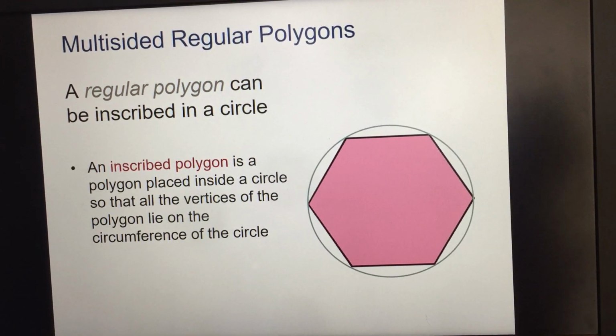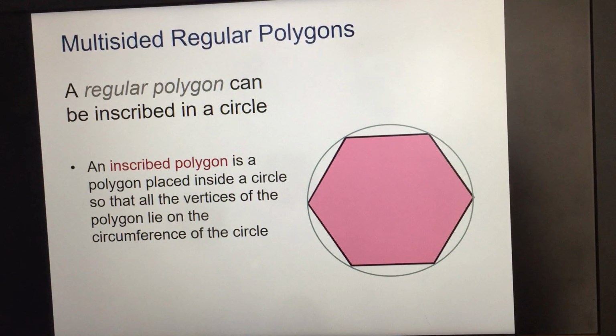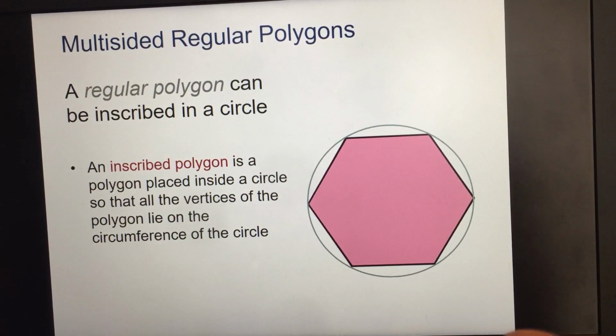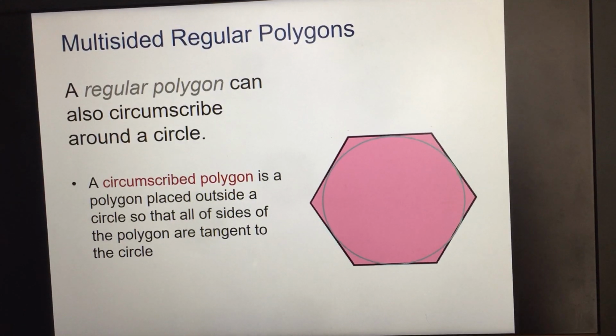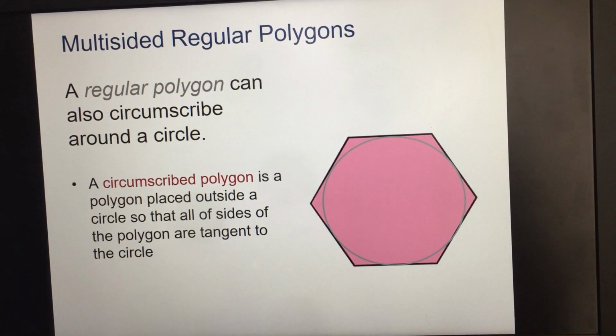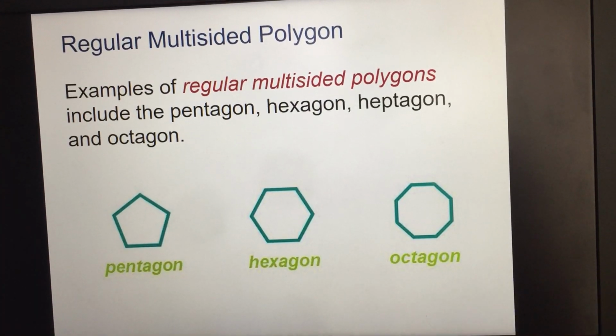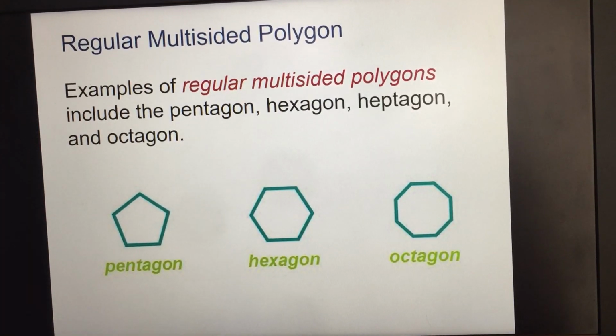A regular polygon can also be inscribed in a circle, so remember that goes through the points of the object instead of vice versa. And then circumscribed is where the polygon can be placed on the outside of the circle so that all the surfaces line up. Examples of regular multi-sided polygons, once again, pentagons, hexagons, heptagons, octagons. Okay, we just talked about that. So pentagon being like the building, the Pentagon.